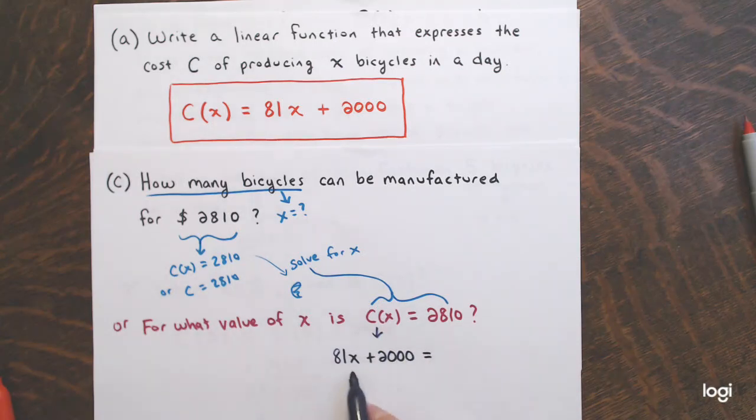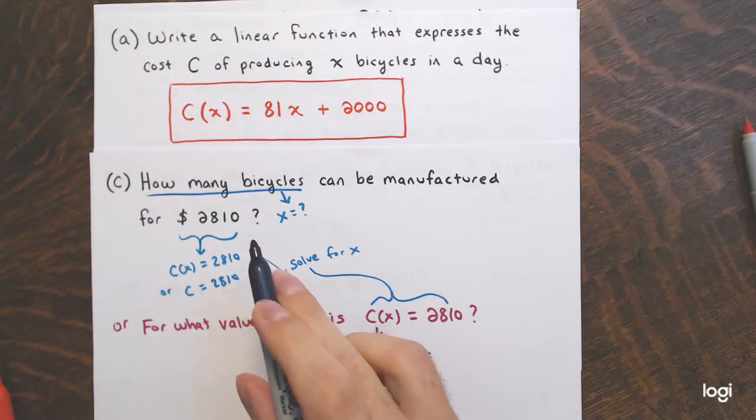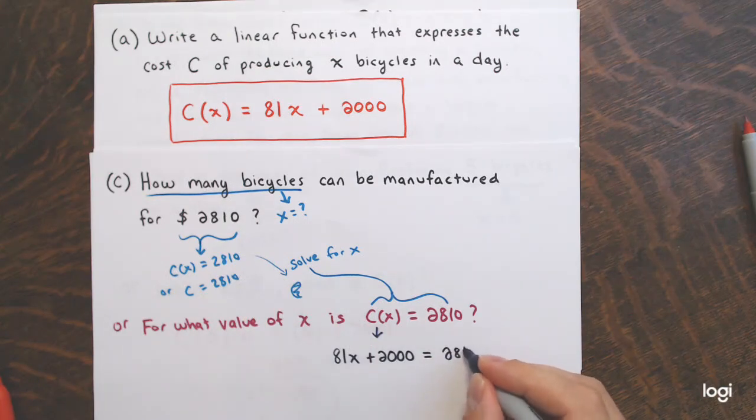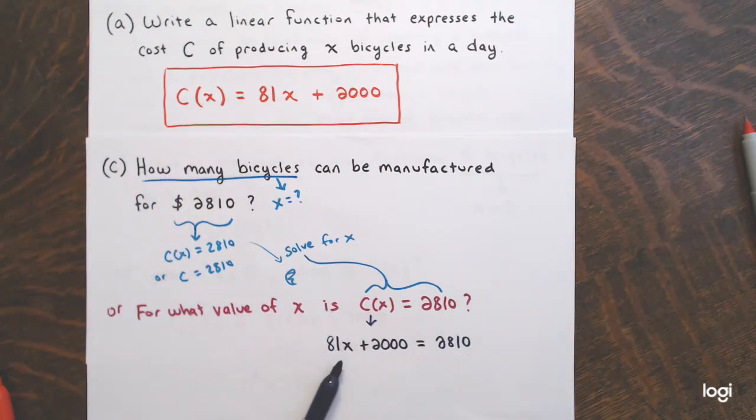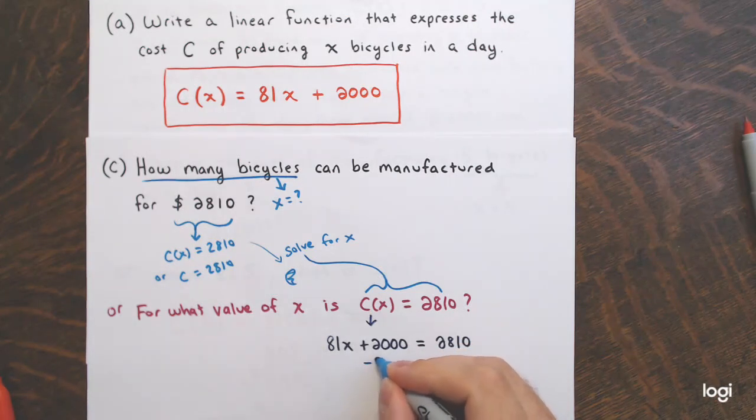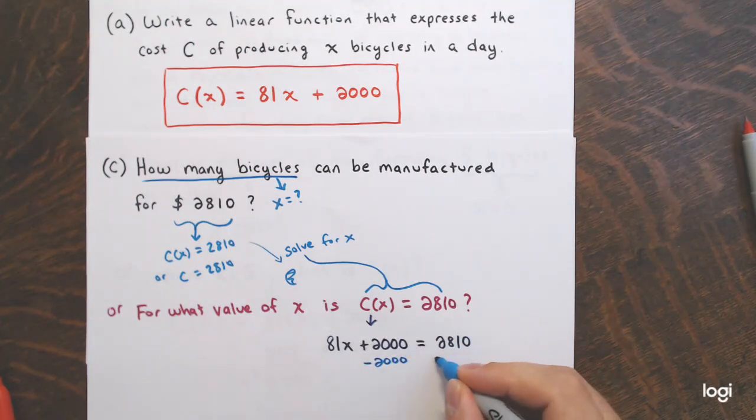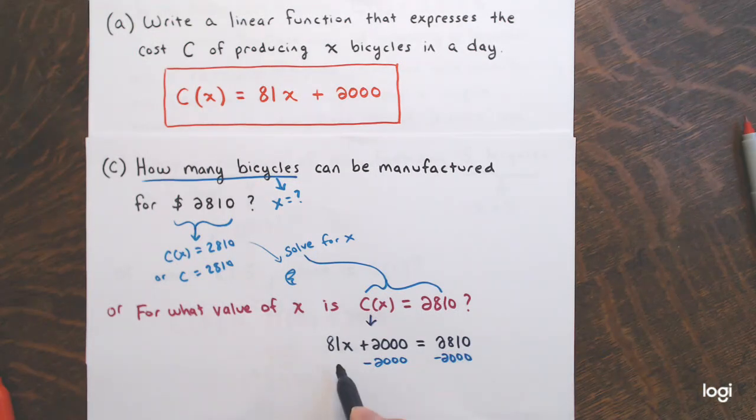And when is that equal to the $2,810 on the other side? This is a very simple linear equation. Get all the terms with the x on one side, terms without x on the other. So I'm going to take away this 2,000 from both sides, leaving me with 81x on the left, and 2,810 minus 2,000 is 810 on the right.